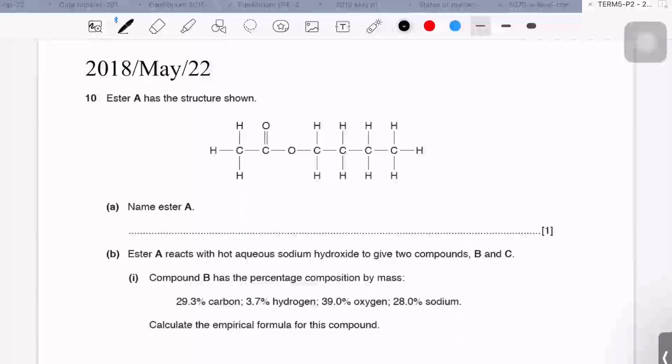When we start the naming of an ester, we start by naming from the alcohol part. Alcohol part first, then the carboxylic part second. And what's the suffix of ester? OATE. Right. Now, if you can't remember, you can go back and quickly find. Right, name ester A quickly.